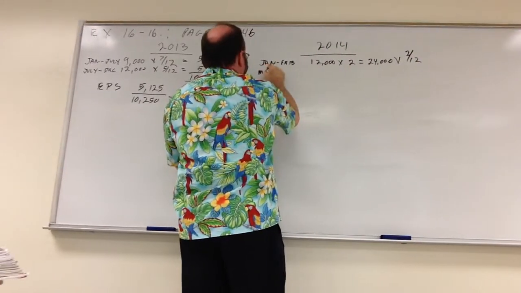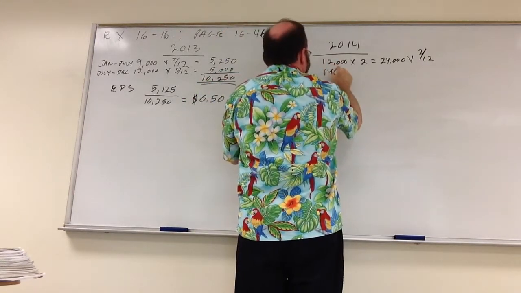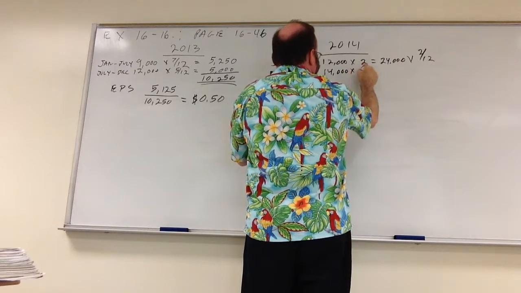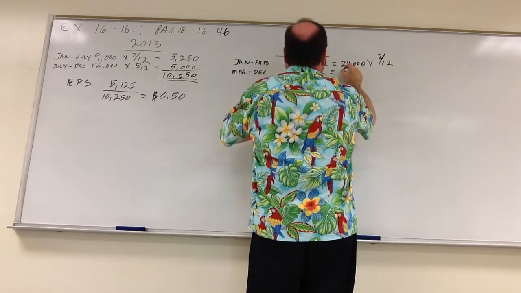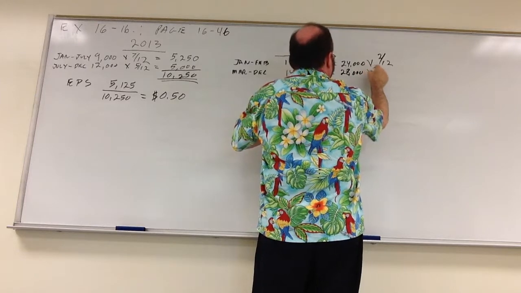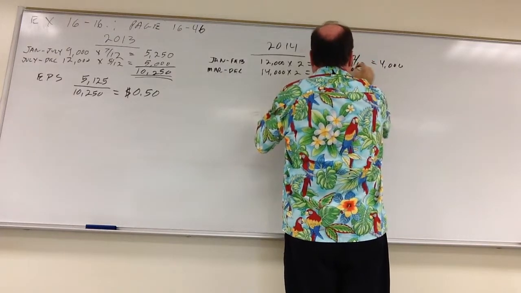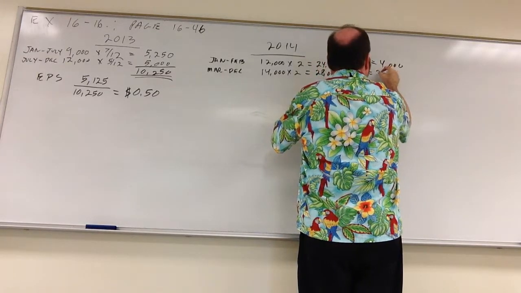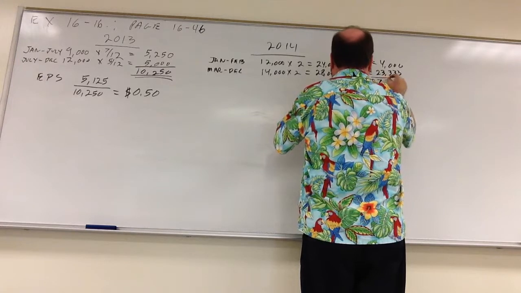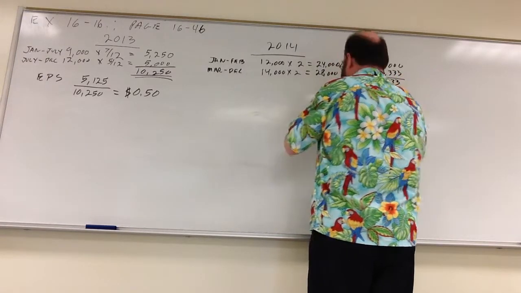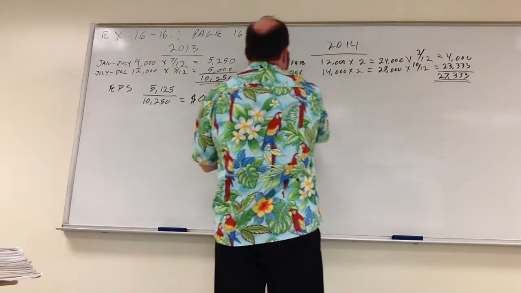And then March to the end of the year, December, we'll have 14,000 actual shares outstanding, still times the stock split, for 28,000 times, oh, and this is going to total 4,000. 10/12 is going to give us 23,333, or a total of 27,333.